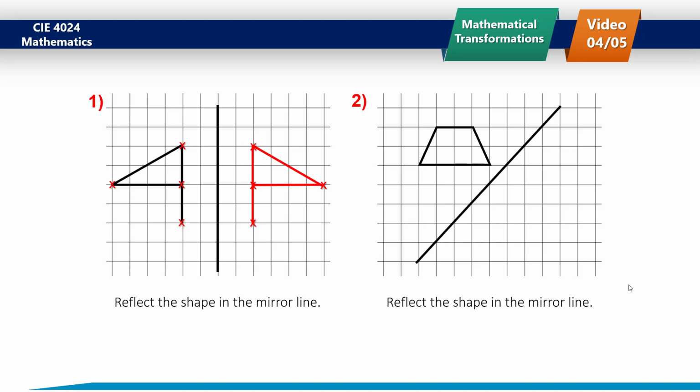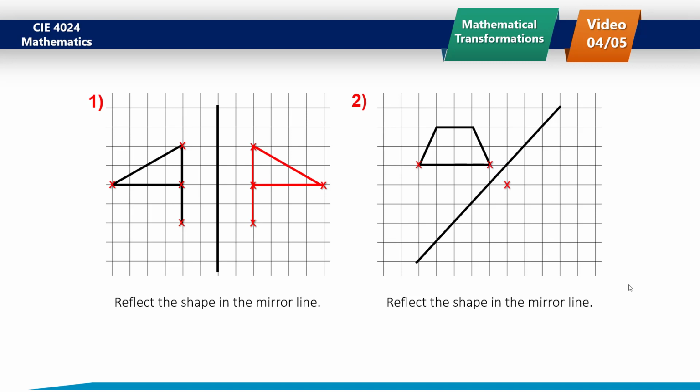Now take example number 2. This is the object and we will take that point and measure the perpendicular distance from the mirror line. It's half of the diagonal, so it must be right opposite the mirror line, and that should be half a diagonal as well. So this is the inverted point of the first vertex.